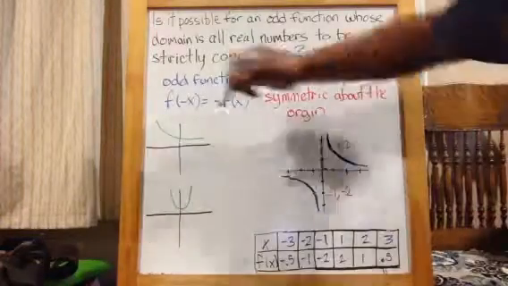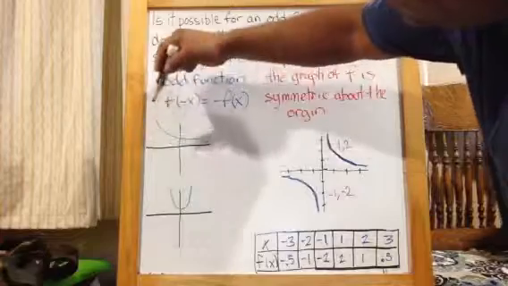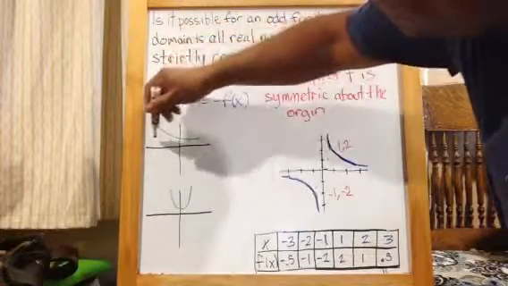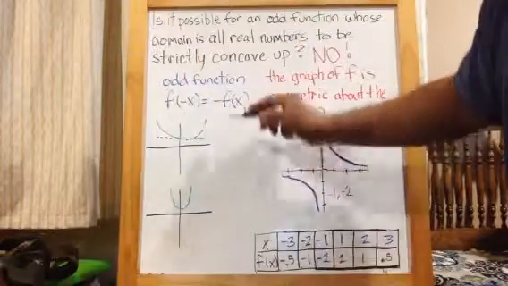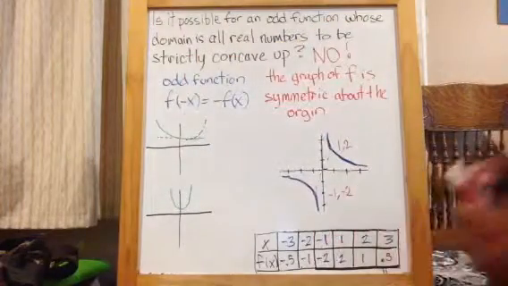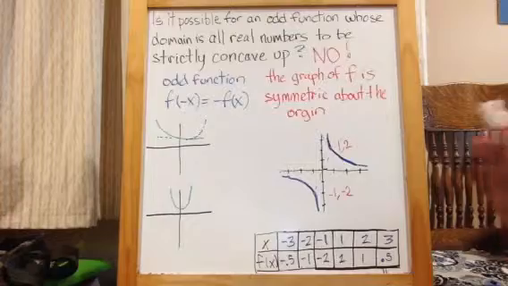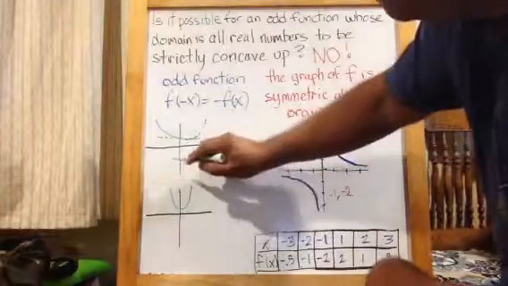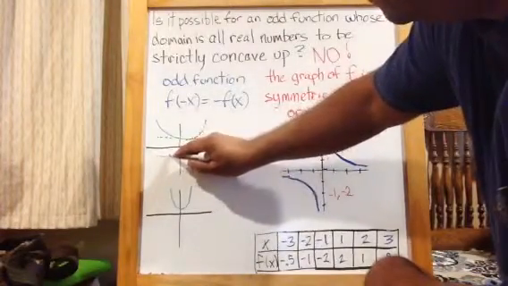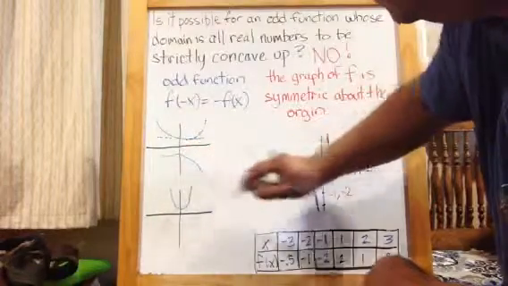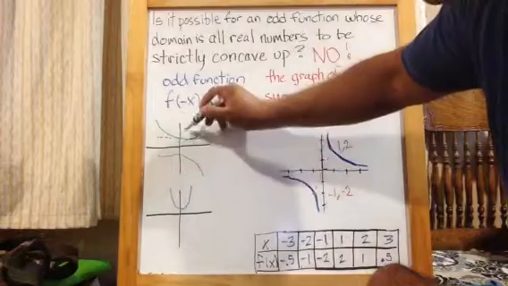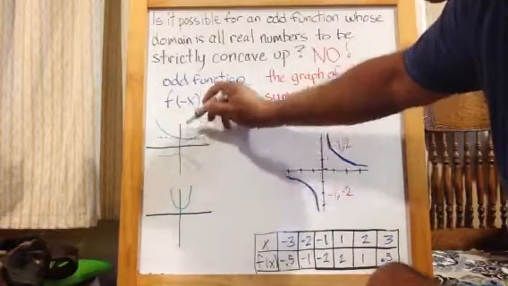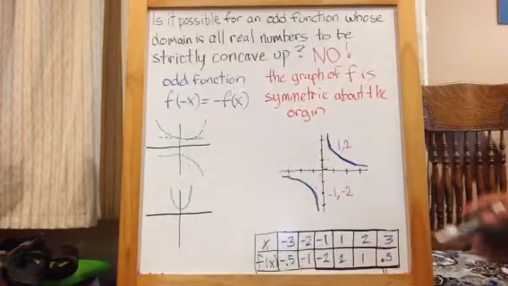What we get is, in this case, if we flipped it horizontally, that is the negative x transformation, we end up with something that looks like this. And then if we flip it again vertically, we get something that looks like this. So that's what this function would look like, but as you can see, it doesn't pass the vertical line test, so it's not a function at all.